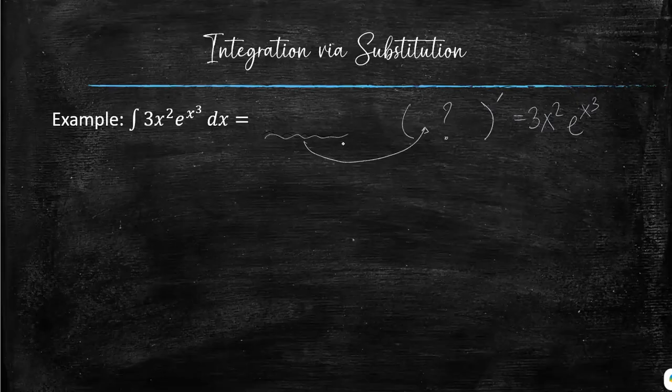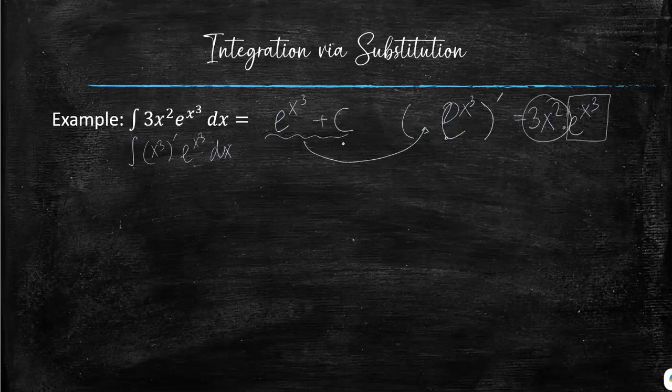We can guess, but we can also see the pattern here. What is the pattern? We have the derivative of x cubed, and we have e to the power x cubed in the integrand. So that means it is clearly the pattern of the chain rule. So the general antiderivative of this function is e to the power x cubed plus c. Why? Because the derivative of e to the power x cubed is going to be e to the power x cubed times 3x squared by the chain rule.